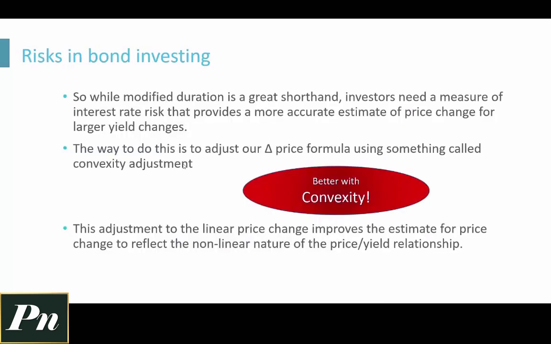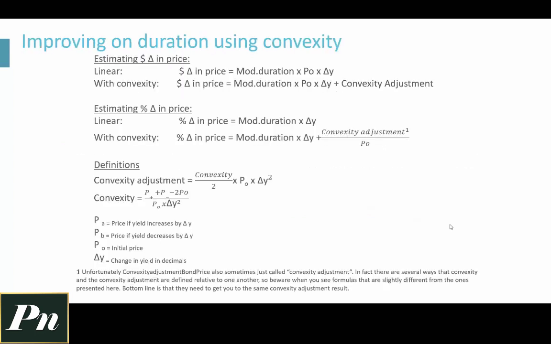So as we've said, the modified duration is a great shorthand, but investors need a measure of interest rate risk that provides a more accurate estimate of price change for larger yield changes, as we've already illustrated. So the way to do this is to adjust our delta price formula using something called convexity adjustment. And this adjustment to the linear price change improves the estimate for price change to reflect the nonlinear nature of the price and yield relationship. So let's look at the actual formulas.